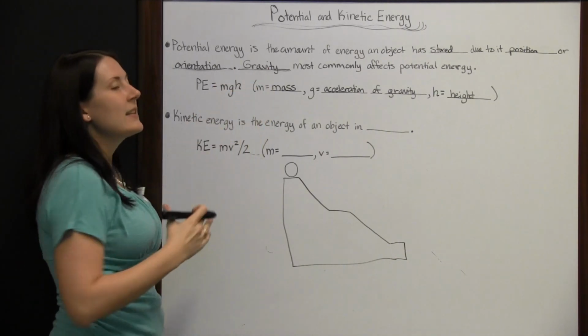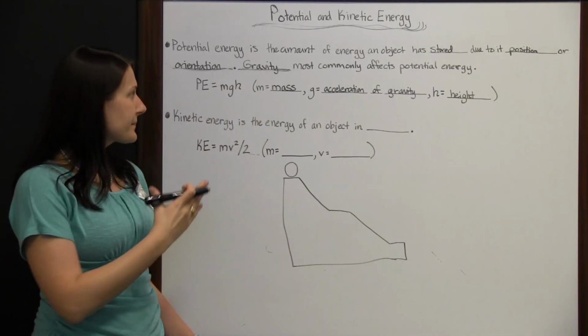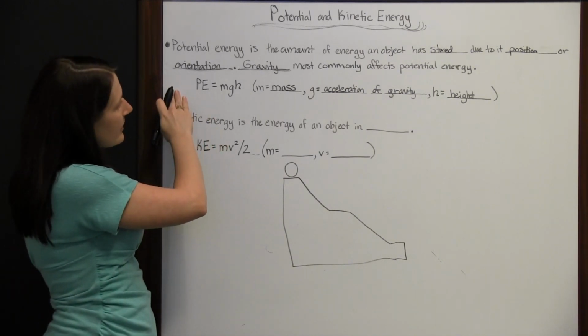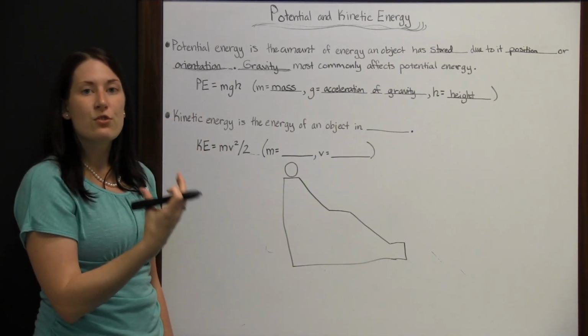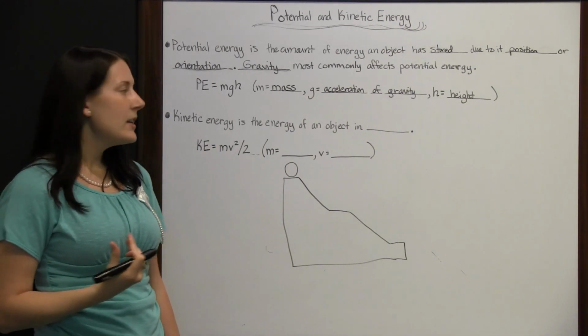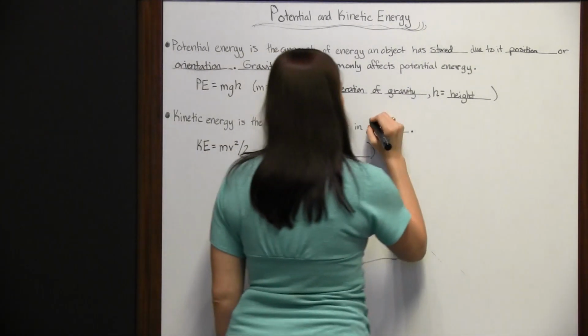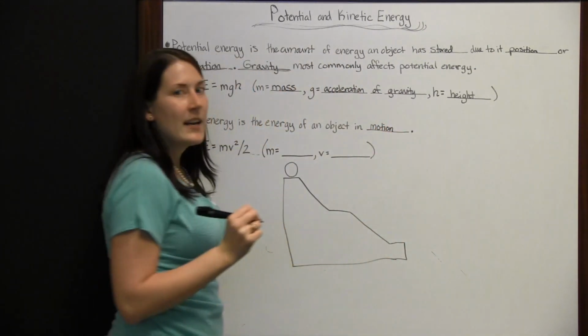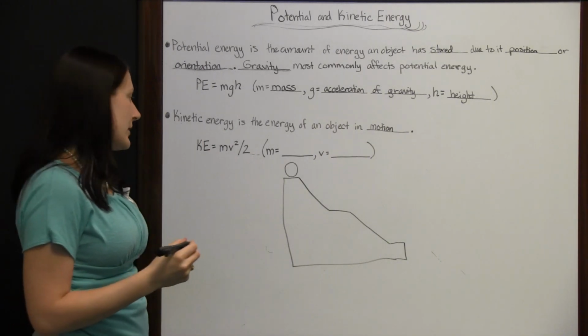So gravity is very important to the potential energy in an object. Potential energy is how much energy an object has stored while it's sitting still. Kinetic energy is the energy of an object in motion. So when an object is actually moving, that is whenever you're seeing kinetic energy.